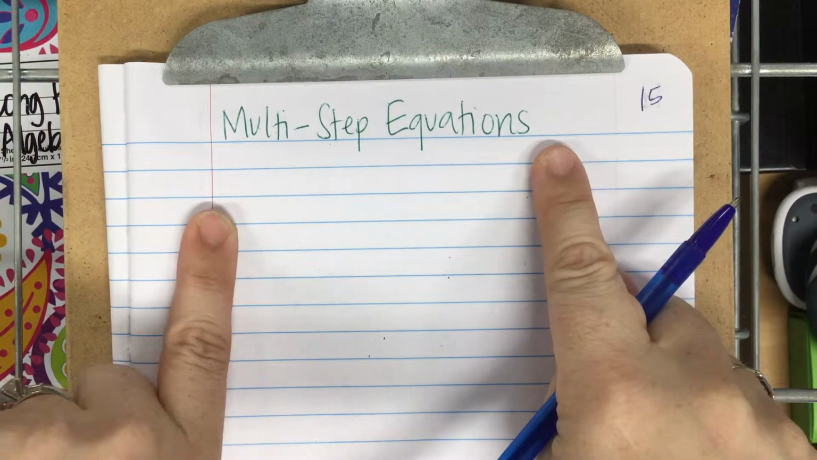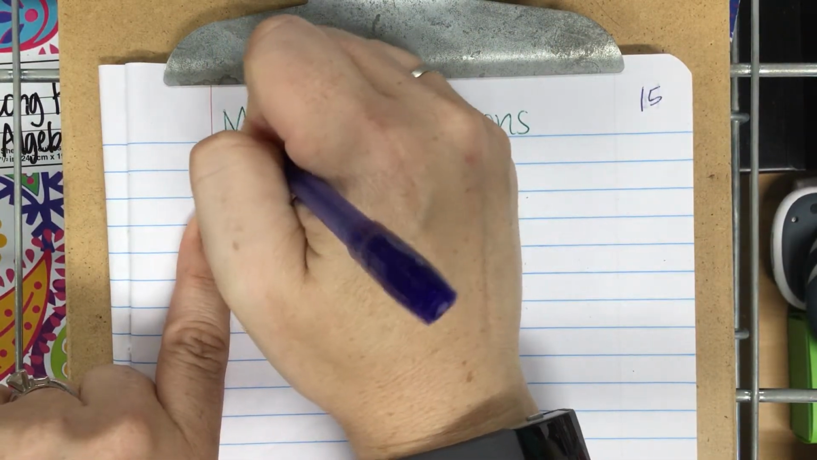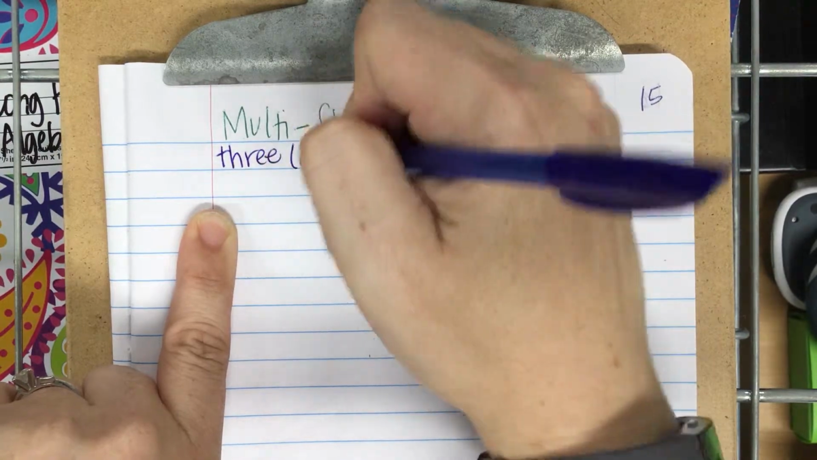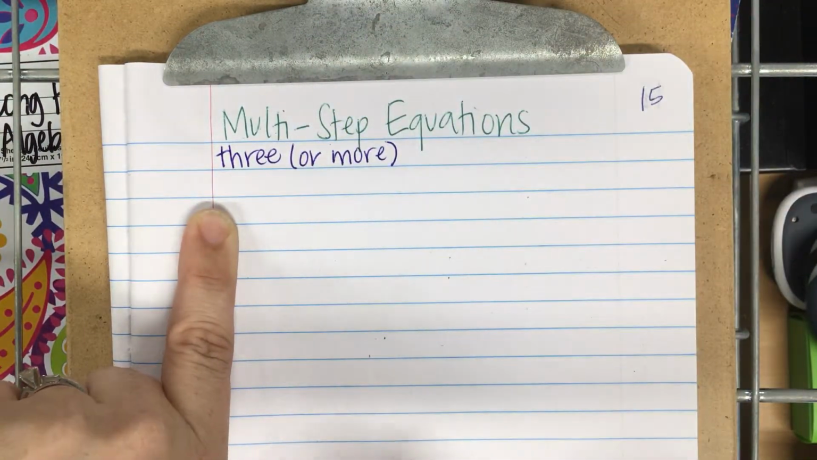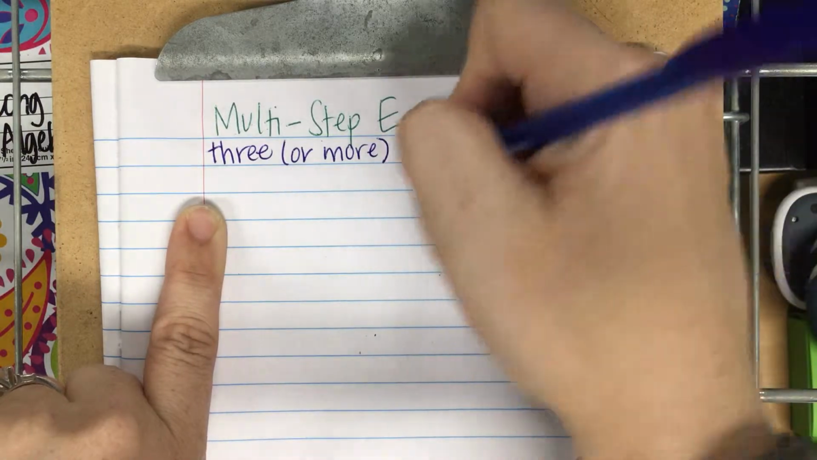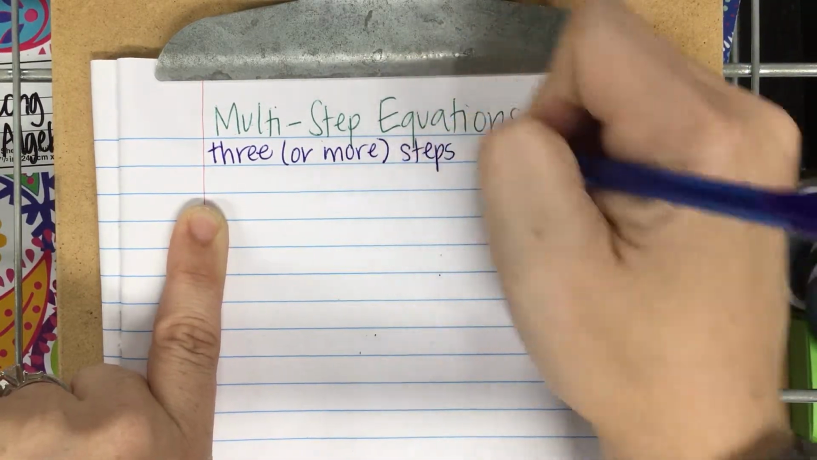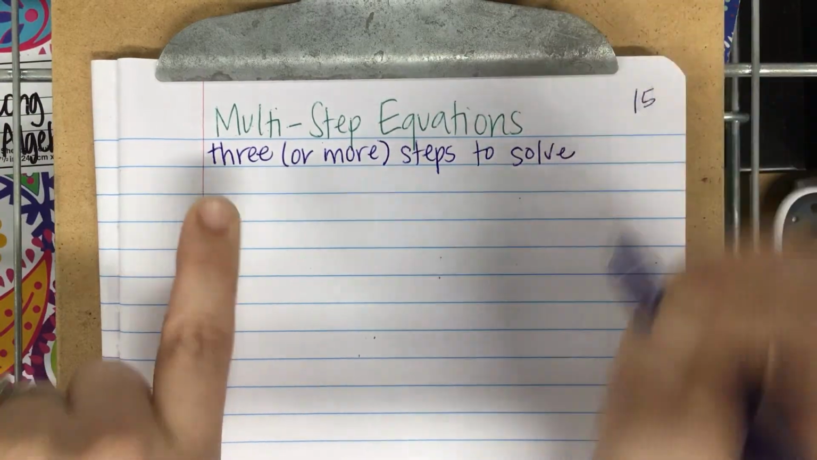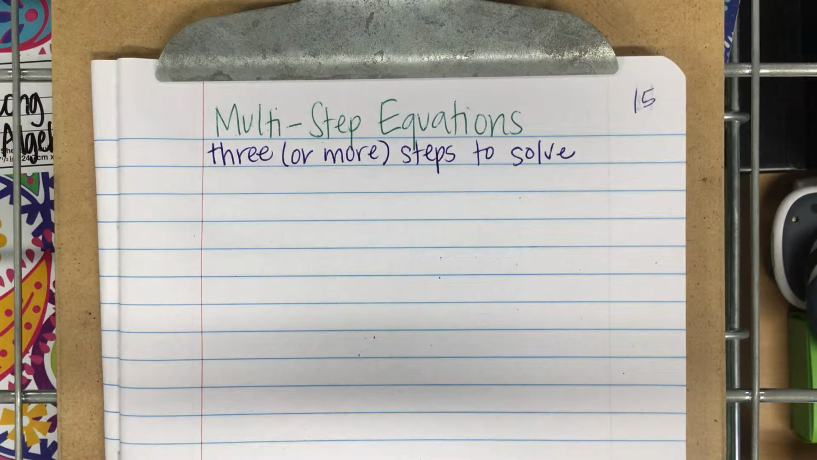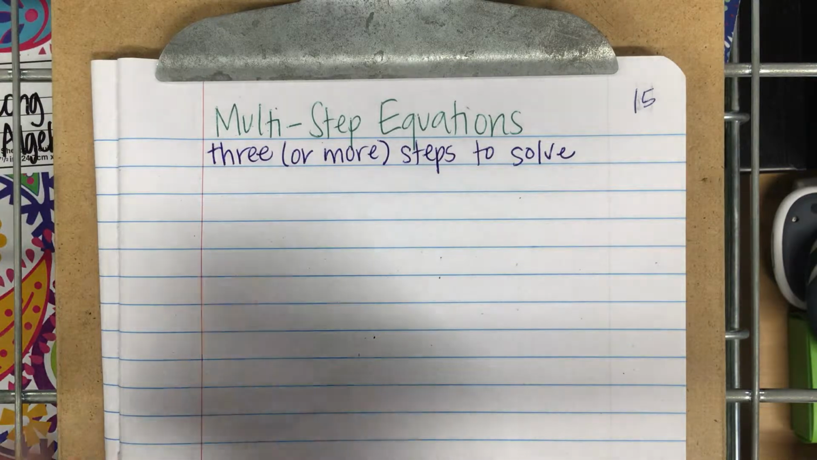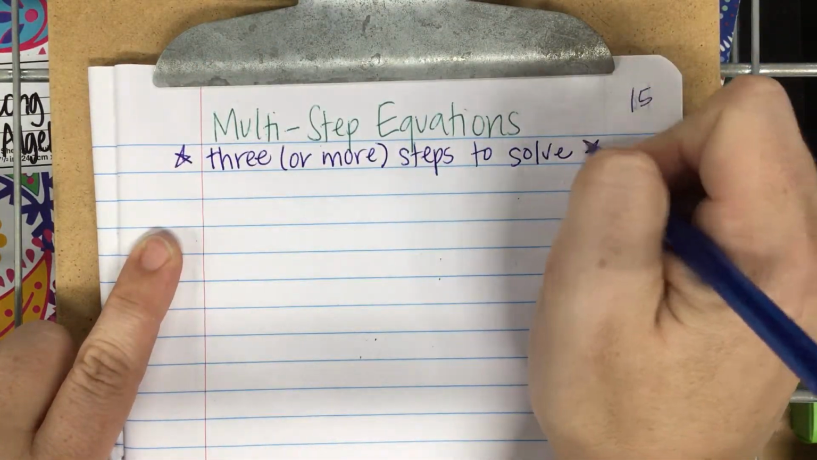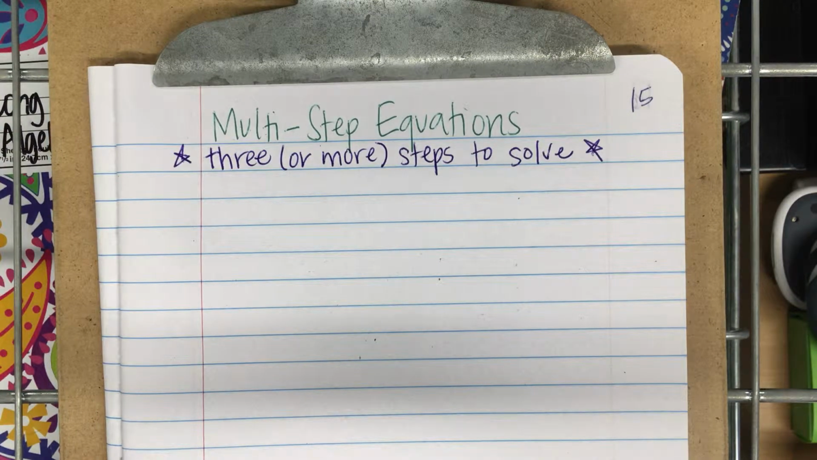So multi-step equations are going to have 3 or more steps to solve. 3 or more steps are going to be required to solve a multi-step equation. I mean, you could still have a two-step equation, that's okay. But two-step equations, we should be able to identify them and be able to solve them.